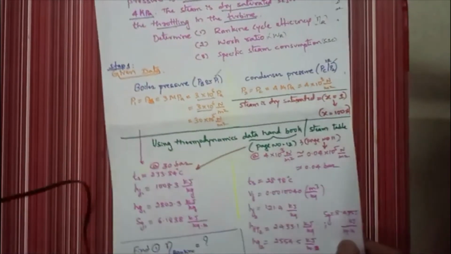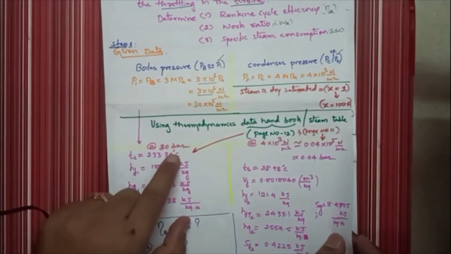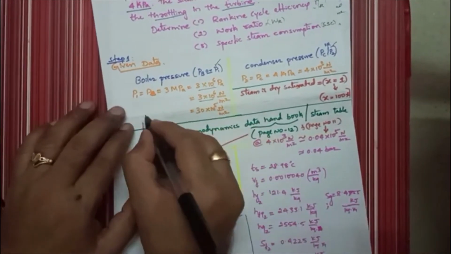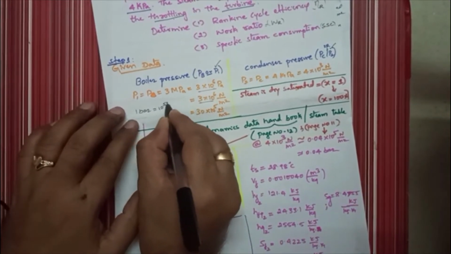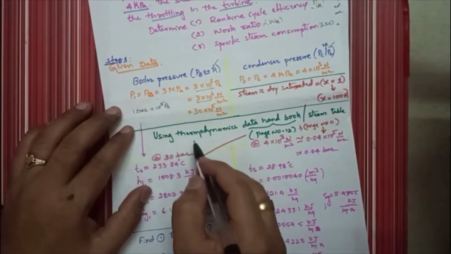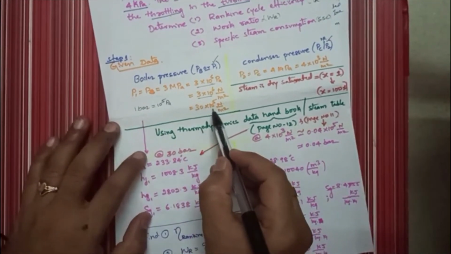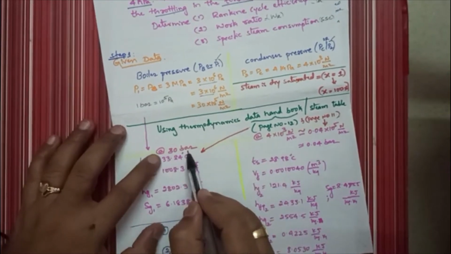So here, 30 into 10 to the power of 6. 1 bar is equal to how much? 1 bar is equal to 10 to the power of 5 pascals. Understood? So I have written 30 bar. 10 to the power of 5 is 1 bar. So 30 into 10 to the power of 6 is 30 bar.